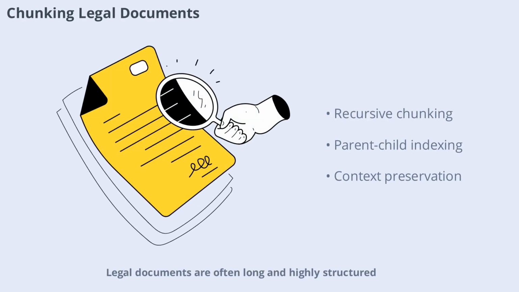Legal documents are often long and highly structured, requiring a specialized chunking strategy. Recursive character chunking combined with hierarchical or parent-child chunking is ideal. This approach respects document headings and sections, ensuring that context is preserved. Parent-child chunking indexes small subchunks for precise retrieval, but returns the entire parent section to the LLM for complete context. This method balances retrieval accuracy with context preservation, which is critical for legal and compliance use cases.